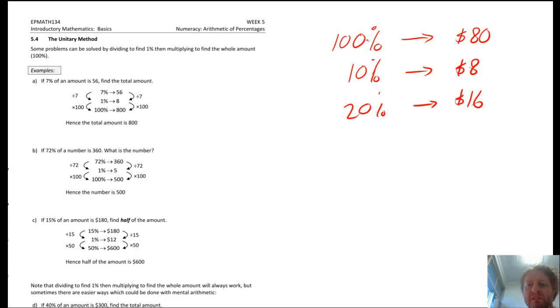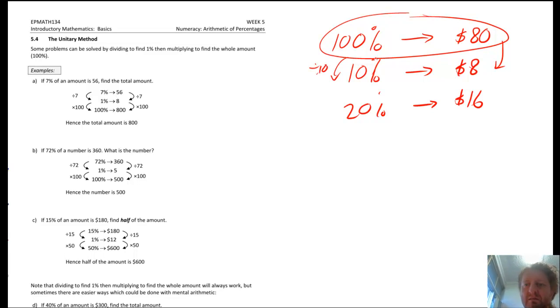Unitary method is where you know something, you can bring it down as long as you're doing the same to both sides. Here I was dividing by 10. And I can still do the same to both sides. Here I'm timesing by 2. So let's look at how this logical approach can be referred to as a unitary method. The first question says, if 7% of an amount is 56, so there's the information we're given, find the total amount.